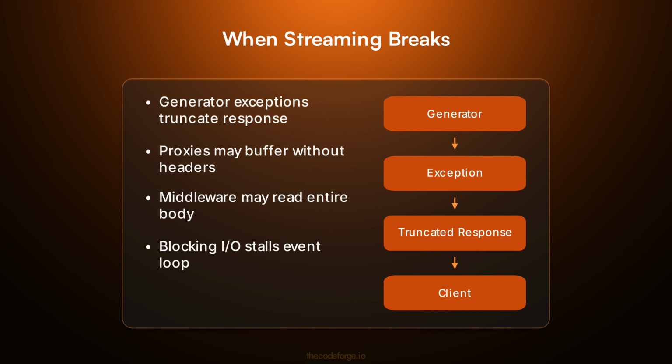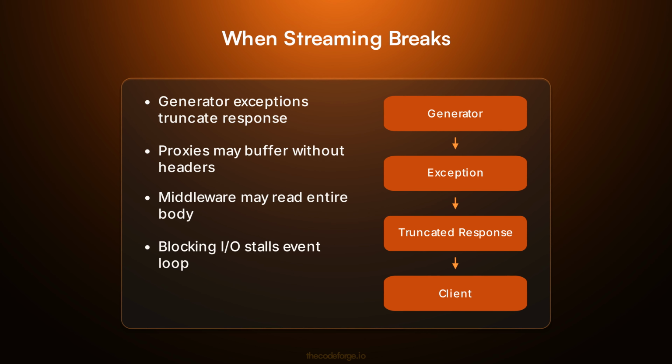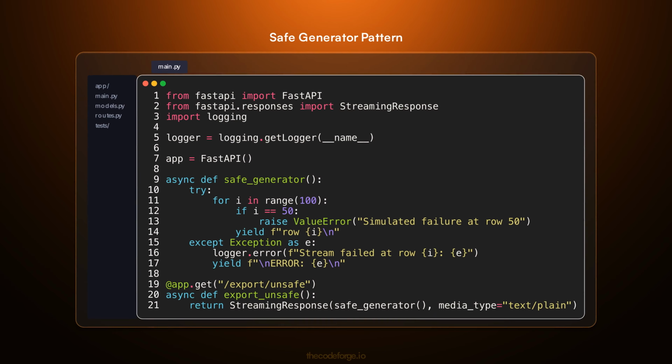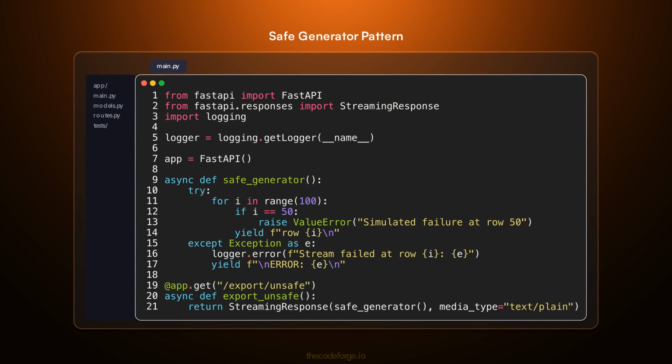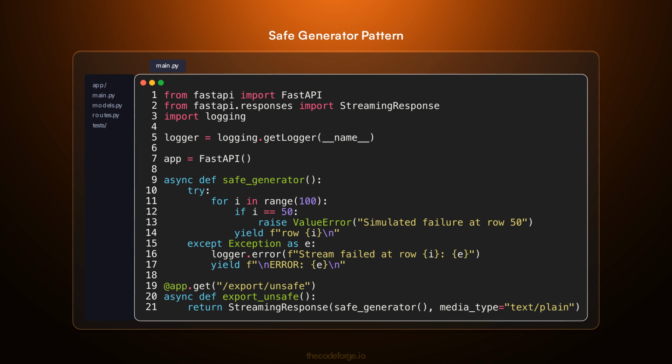Streaming has sharp edges. If your generator raises an exception, the client gets a truncated response. Proxies like Nginx may buffer the entire stream. Always wrap generator logic in try except and log errors. This safe generator catches exceptions, logs them, and yields an error message to the client. Note that the HTTP status is still 200, so the client must parse the error from the body.